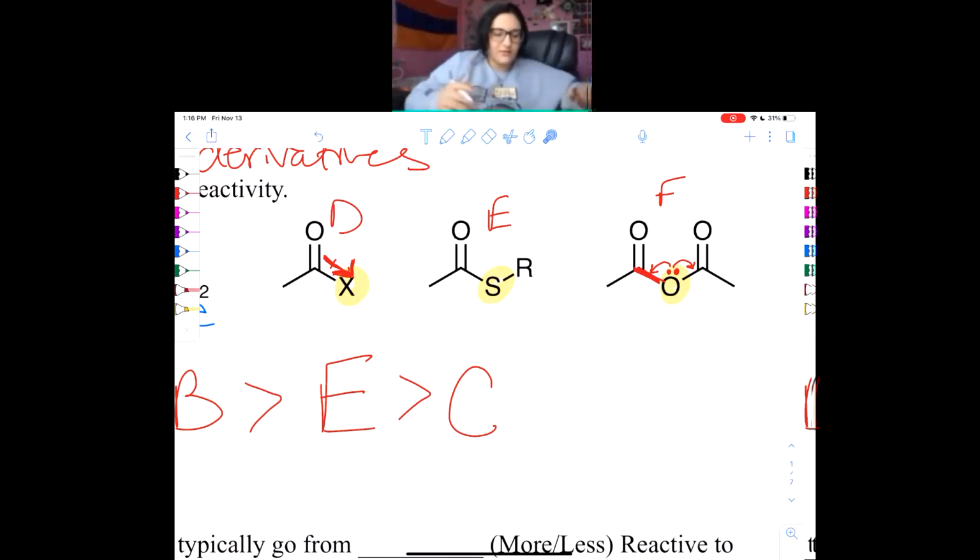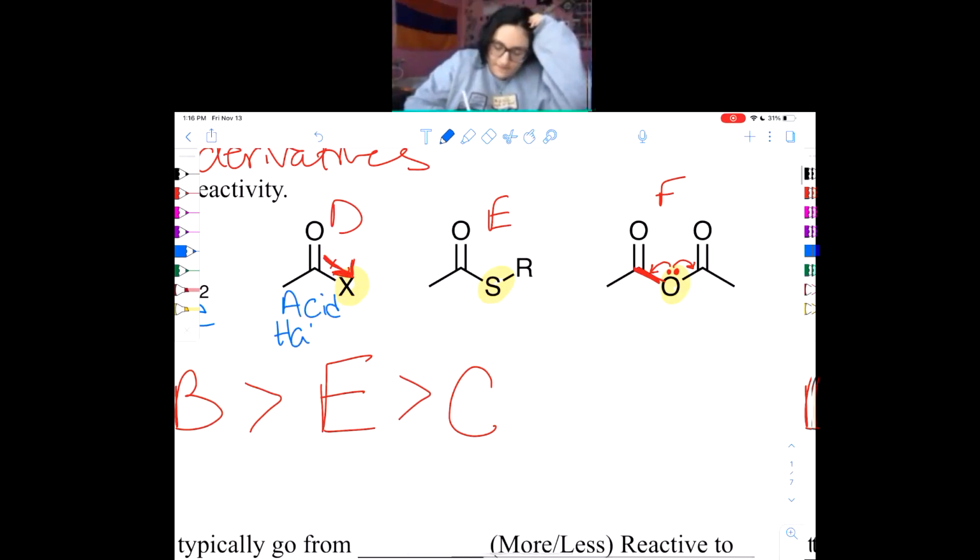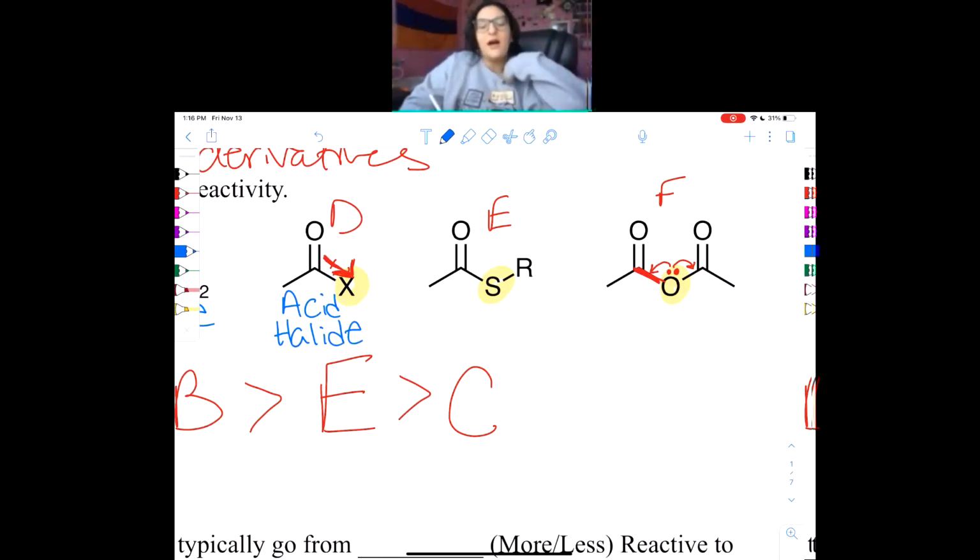Ooh, someone got one of them, which is the acid halide, correct? So that is the general name. If we had a bromine here, it would be an acid bromide. If it was a chlorine, it would be an acid chloride, so on and so forth. So awesome job, Catherine. So next up, we are going to call this guy a thioester. Thio for the sulfur, and it looks just like an ester, so we're going to call it a thioester.